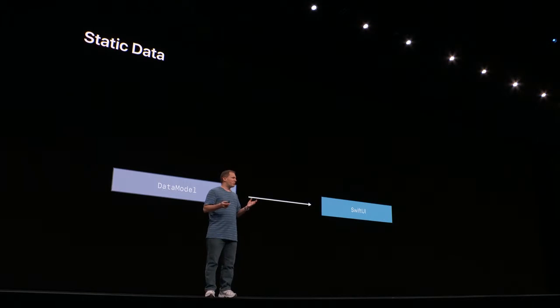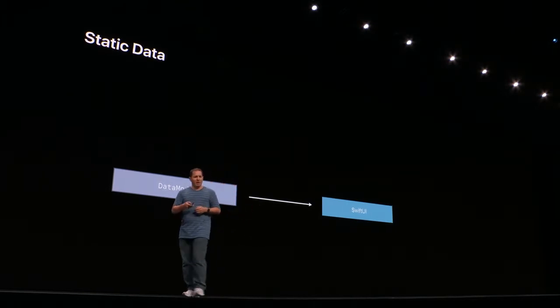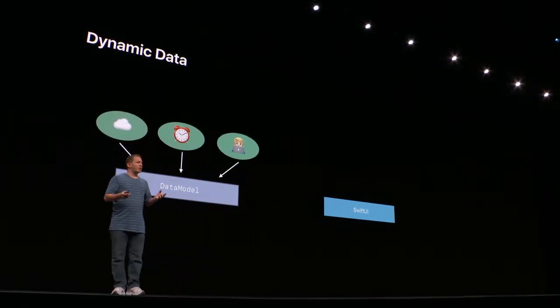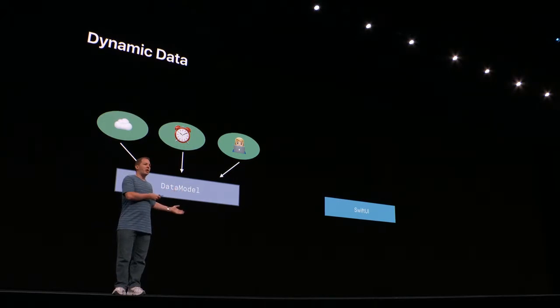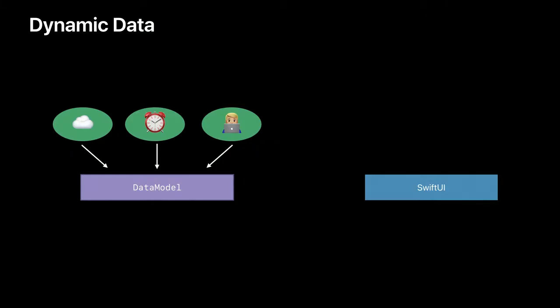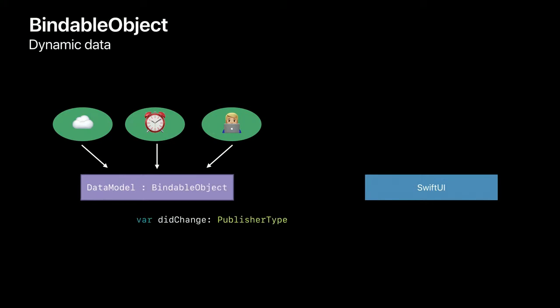However, this was more of a one-shot operation because our data model is existing outside of our SwiftUI framework. And this means if there are any changes to our data model, perhaps from the cloud or even from the user, SwiftUI doesn't know about it, and it won't re-render with updated contents. Our solution for this is the BindableObject data protocol. And it's a really simple protocol. All you have to do is vend one didChange publisher.